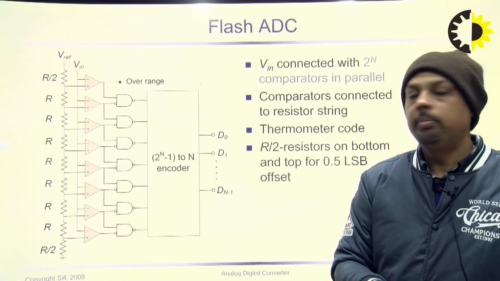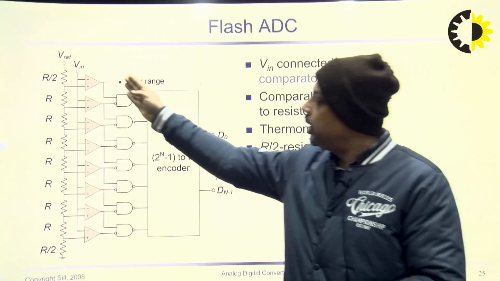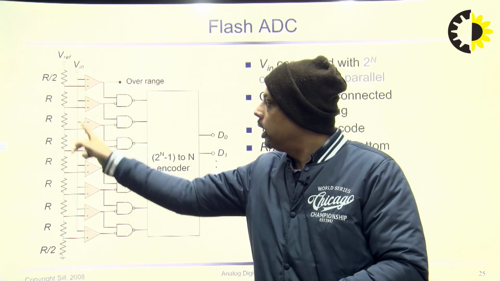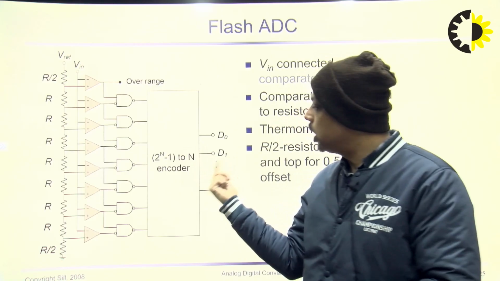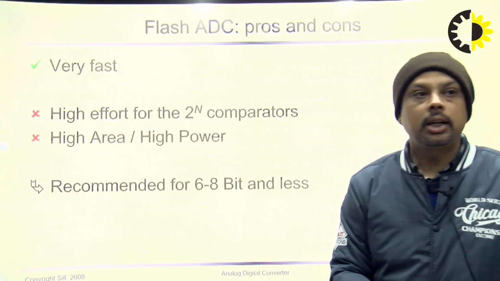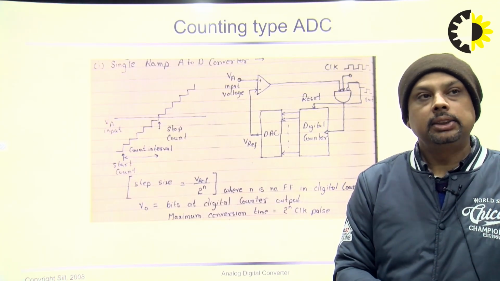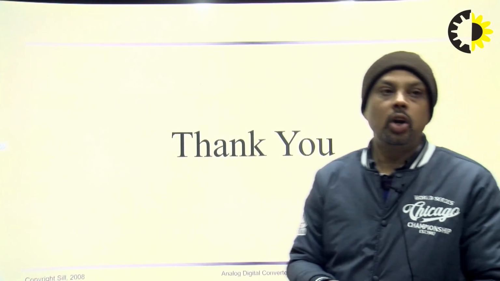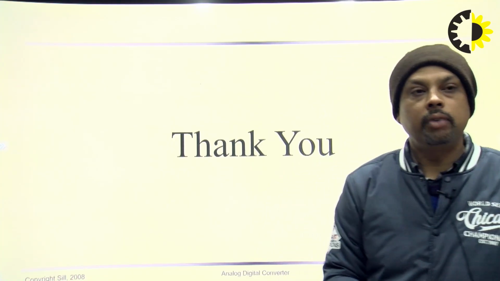Next is the flash type. In this case, a digital comparator is used for the input values, and it compares them with the reference values and provides the digital output with the help of an encoder circuit. This is very fast. Then there is the counting type, and this is all for analog to digital converters and digital to analog converters for the digital circuit.